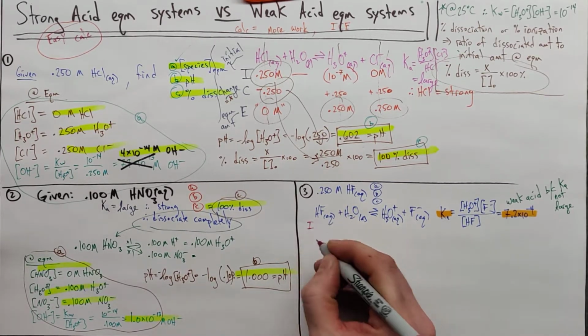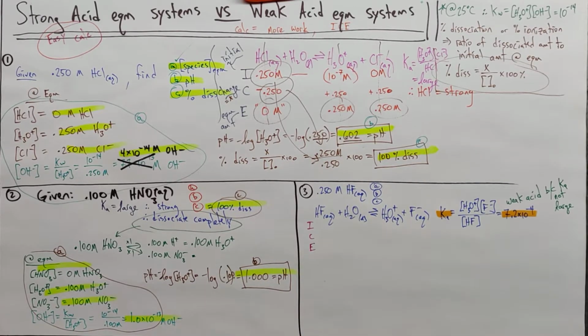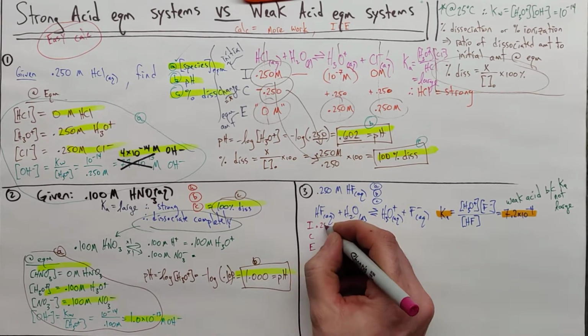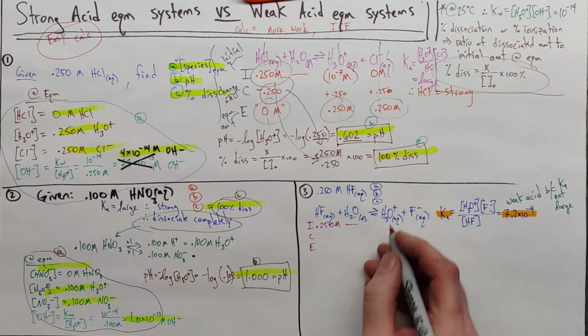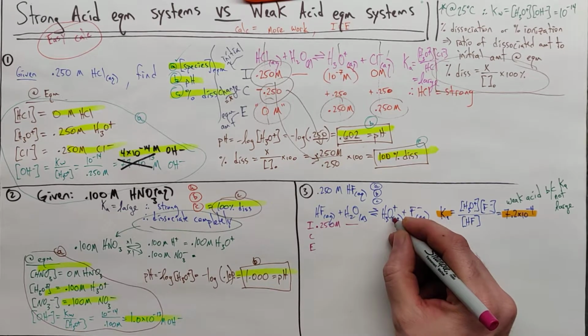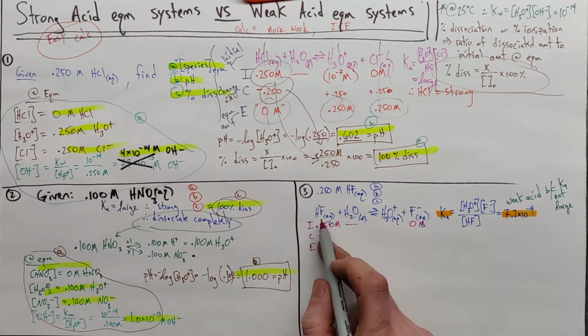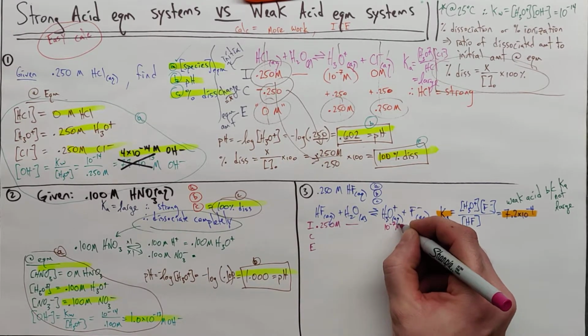Initial concentrations, change in concentration, and then our equilibrium amounts. We're given 0.250 molar right there. Water is a pure substance, it's our solvent. Fluoride ions have not been made yet. And water autoionizes. Before this HF dissociates, water autoionizes and gives itself 10 to the minus 7th molar.